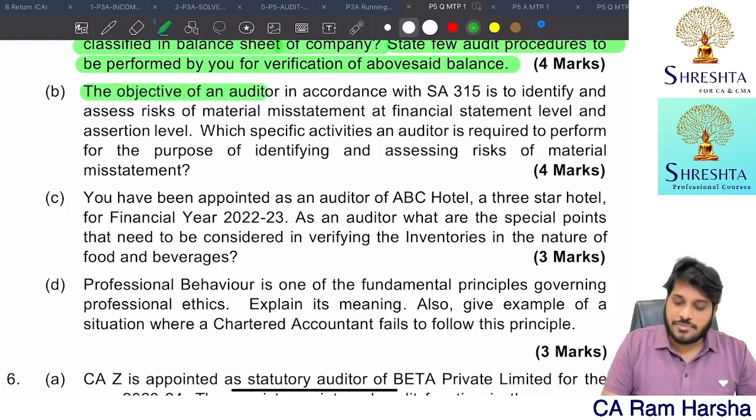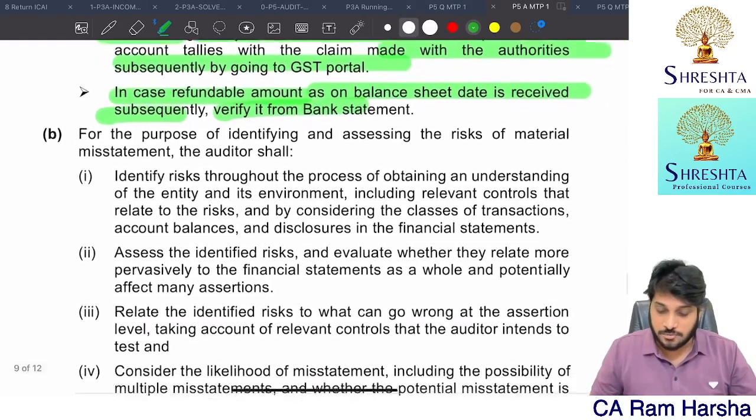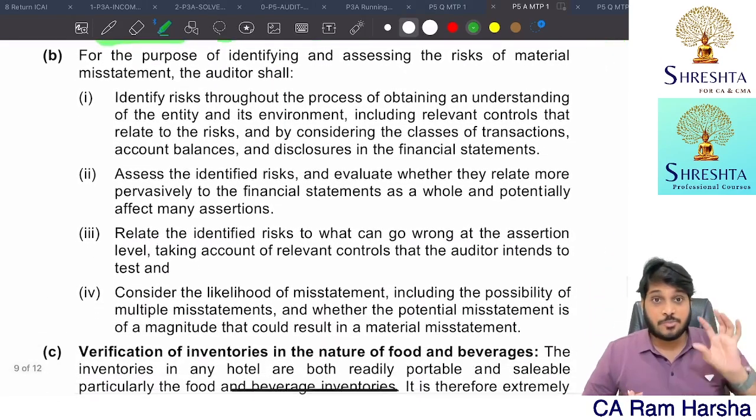The objective of an auditor in accordance with SA 315 is to identify and assess the risk of material misstatement at the financial statement level and at the assertion level, correct? Which specific activities is an auditor required to perform for the purpose of identifying and assessing the risk of material misstatement? What specifically will the auditor perform? So risk assessment procedure includes what and all?